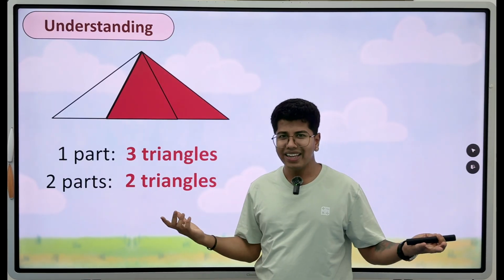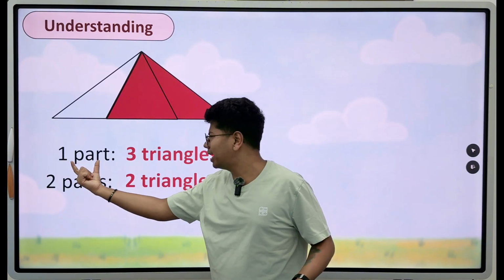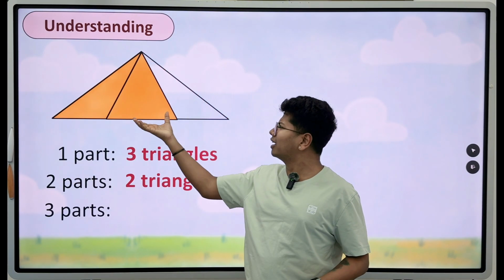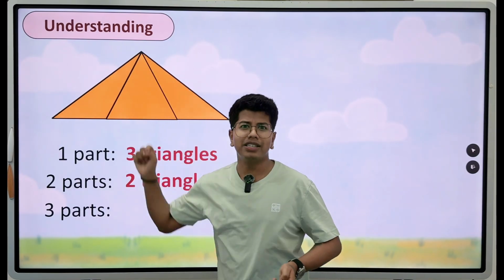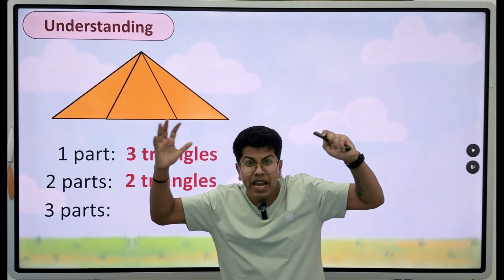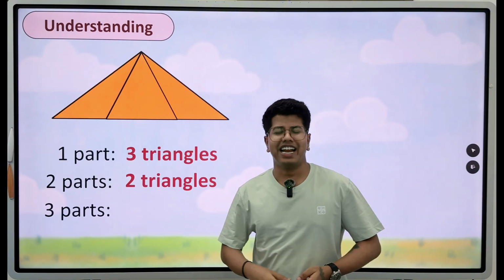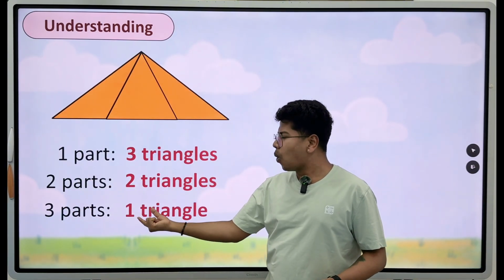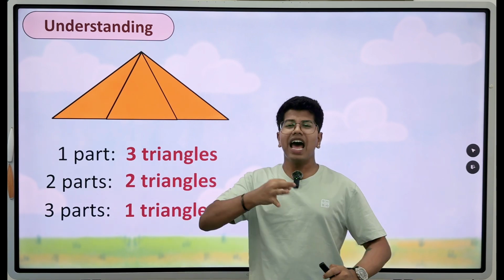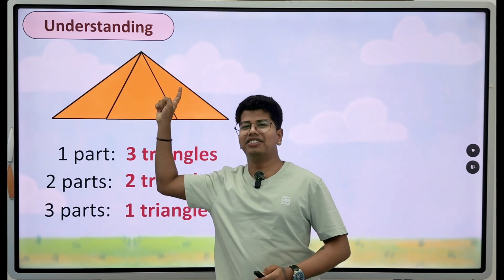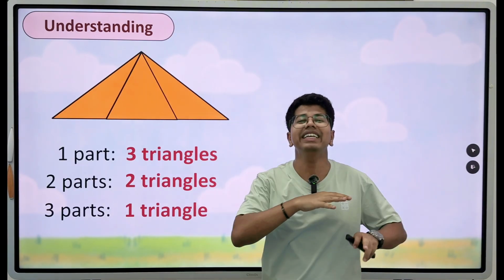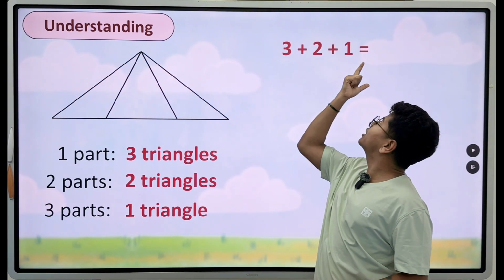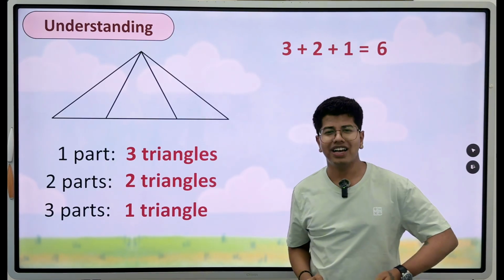Now is that all? Can I only combine 1 part and only 2 parts together? What happens if I combine all the 3 parts? Which shape does it form? It's a very big triangle. So what we can understand here, it's not just 1, 2, it can combine 3 parts. That is one big triangle. Now if I want to count the number of triangles here, what can we do? Oh, simply add them up. So 3 plus 2 plus 1, if I add here, which is nothing but 6, very fast.